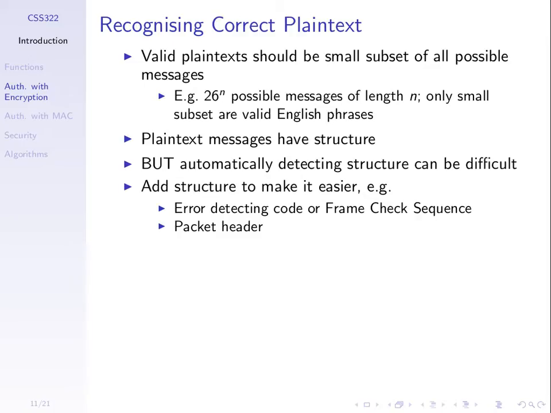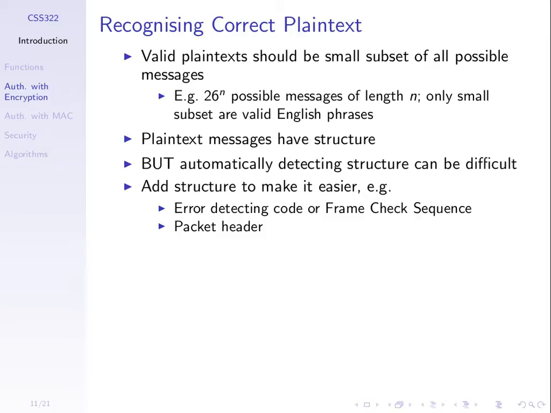If your plain text is English or some language, then usually you can recognize structure, and there are ways to check the structure. But we'd like to automatically do it. That is, we'd like a computer program, when it decrypts, to be able to confirm yes, correct, or no, incorrect. How do we do that? Well, if our plain text doesn't have structure that we can automatically check, we can add some structure. Add some extra information to the original plain text such that when we decrypt, we can use that extra information to check if it's correct.